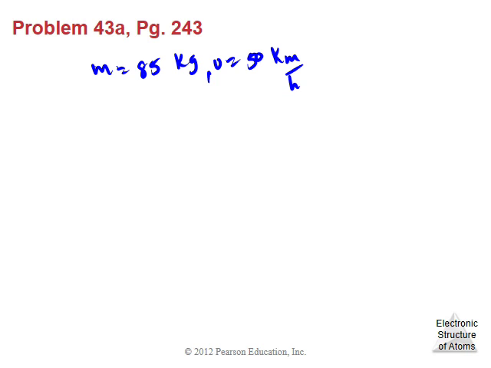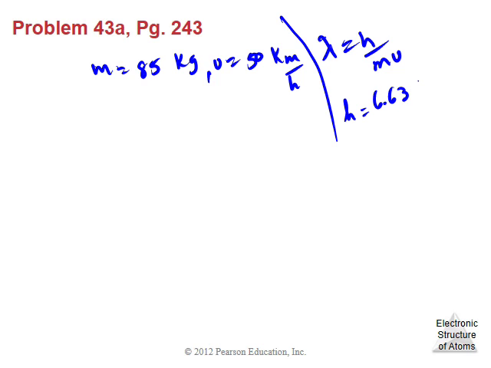And since we need to calculate wavelength, the de Broglie expression is given by lambda equals h over mv. And remember, the h value is 6.63 times 10 to the negative 34. So h is 6.63 times 10 to the negative 34 joule times second.